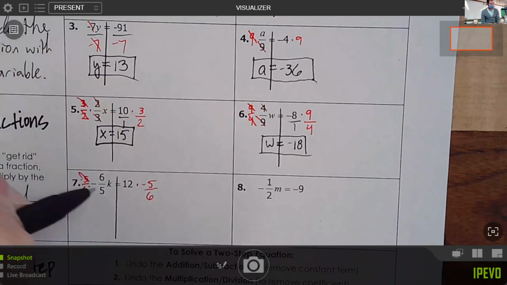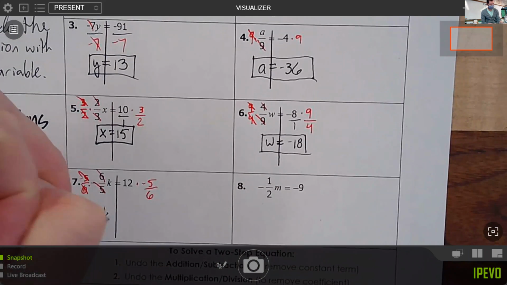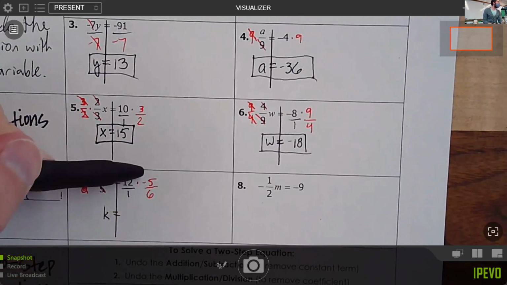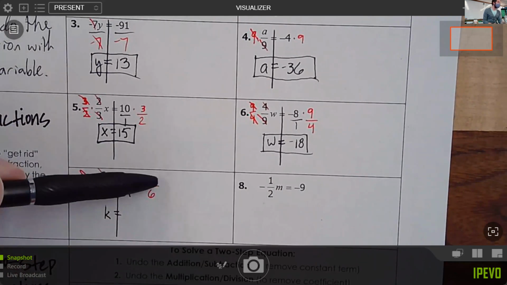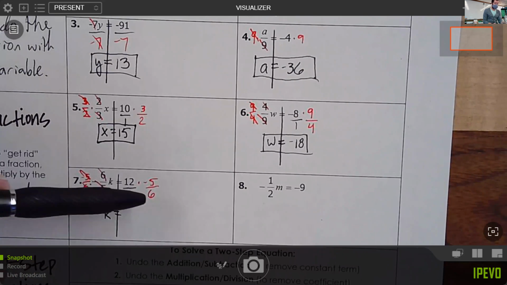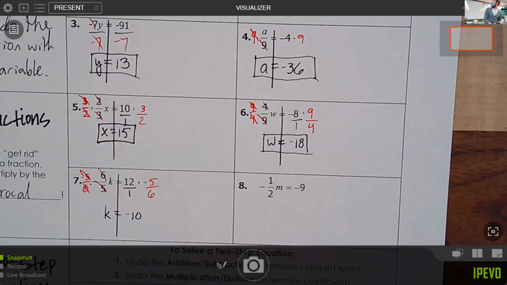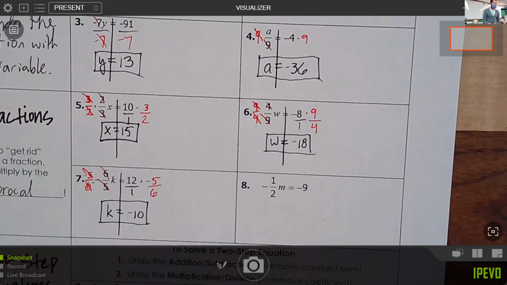And so the 5s cancel, the 6s cancel, the negatives cancel, and we're left with K on the left-hand side. And then on the right-hand side, we're multiplying 12 by -5, and then dividing that by 1 times 6, which is 6. 12 times -5 is -60. -60 divided by 6 is -10. So K equals -10. Check that on your calculator, it checks out.